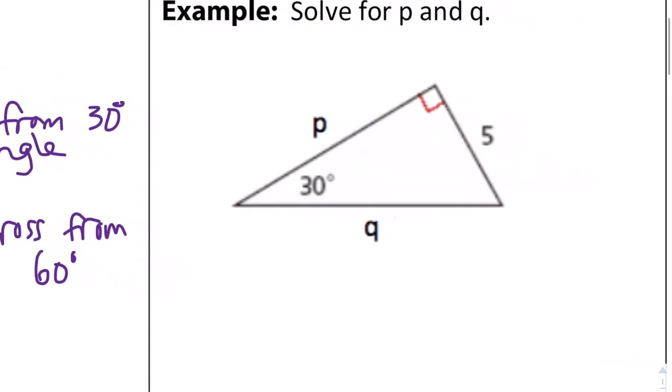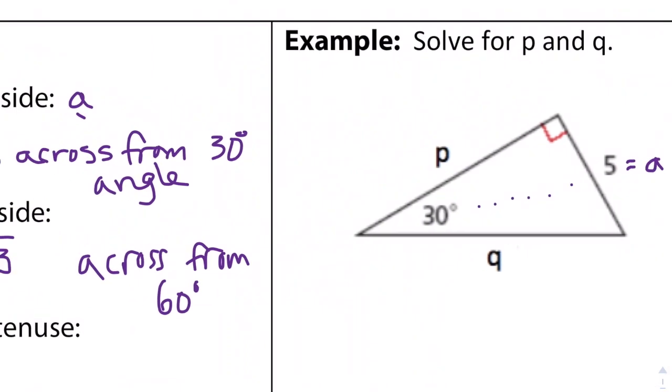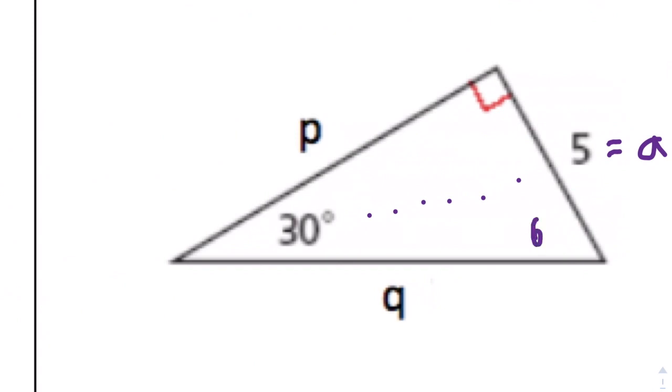So let's look at this example right here. So the first thing I'm going to do is label my sides with my a root 3 and 2a. So right away, here's my 30-degree angle. So across from the 30-degree angle, that's the shortest side. I'm going to put equals a. The longer side, the one across from the 60, now if you weren't sure, the 60 is the one right here, because it's the only other angle that isn't labeled. Across from that is going to be the a root 3. And then the hypotenuse is the 2a.